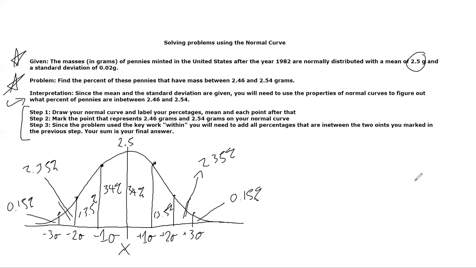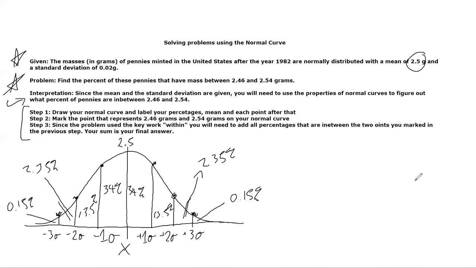Okay, so I've drawn my curve. So what do I do? I did my mean, and I drew each point after that. I also did my percentages. Step 2: mark the point that represents 2.46 grams and 2.54 grams on your normal curve. Those sound like values, right? Because those are grams, and grams are what we're measuring for the pennies, so those are the values. Therefore, they go on top of the curve, where those dots that I drew are. I drew terrible dots, but they're here.